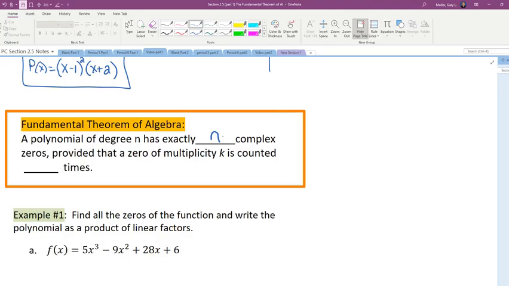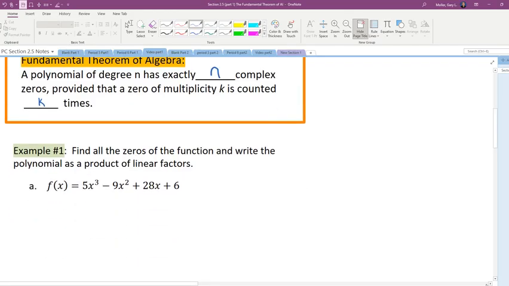Provided that the zero with a multiplicity of k, in other words, if you've got the zero that happens multiple times, we would count it k times. So long story short, it basically says you're going to have n zeros as long as you count repeats and imaginary answers. All right. So that means anytime I look at one of these polynomials, we have a degree of 3 on this example 1. I know I'm going to have 3 zeros. So let's find them. Find all the zeros of the function and then write it as a product of linear factors. So just like the problem we just did.